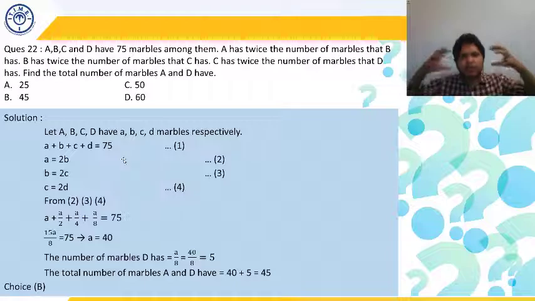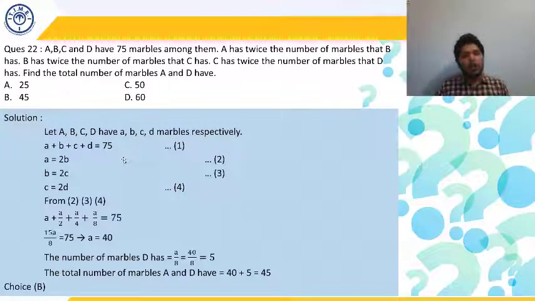So again, I'm explaining what has been done in this question. The total number of marbles was given. I have assumed A has small a marbles, B has small b marbles, C has small c marbles, and D has small d marbles. And what is the total sum of all the marbles they would be having? That is 75. So I can say A plus B plus C plus D is going to be 75. Then some conditions were given: A was having twice the number of marbles that B was having, B was having twice the number of marbles that C was having, and C was having twice the number of marbles that D was having.